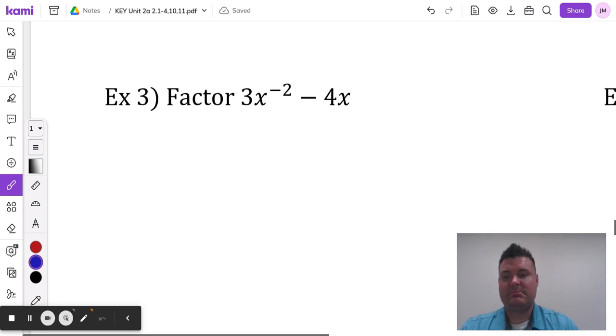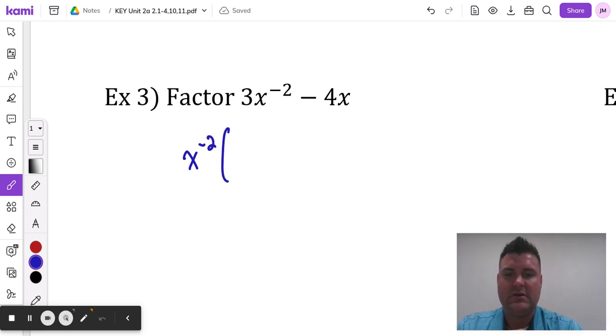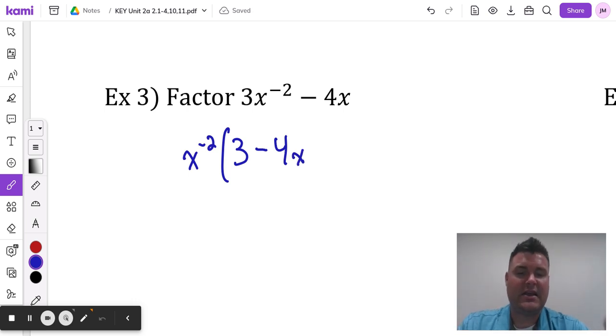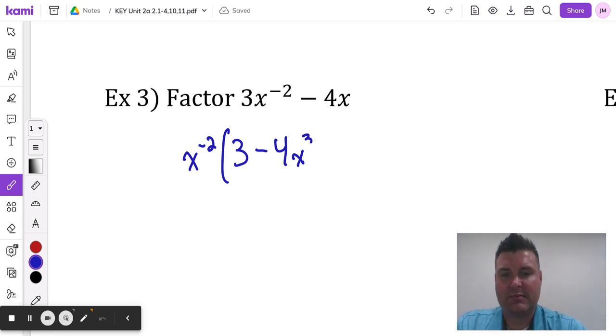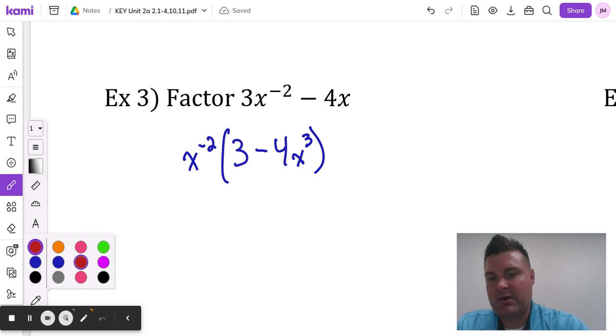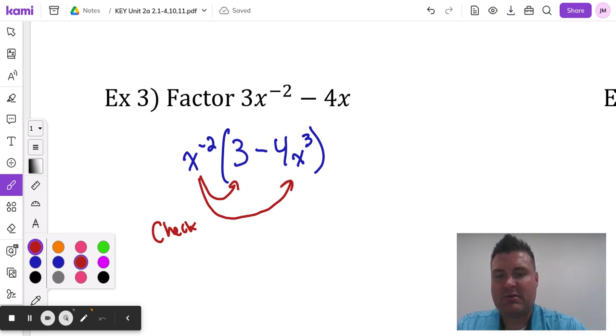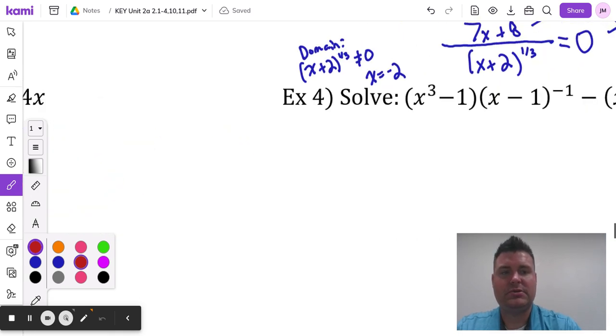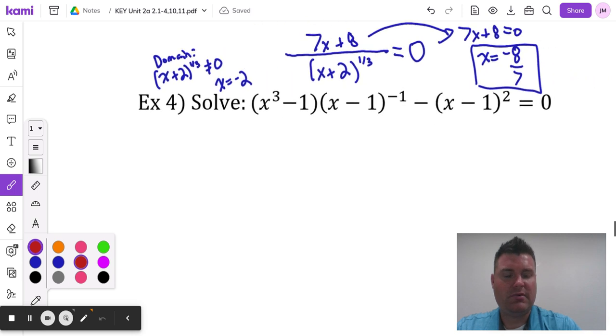Number 3. This one is just a factor. Awesome. It's great. So what do these two have in common? They both have x's. The lowest power is going to be x to the negative 2. So the first term is just 3 minus 4 times x to the, now we're subtracting a negative 2. So subtracting a negative 2 would be adding 2. So this is going to be a third power right there. And again, you can always check by multiplying that back through both of those and see if it matches up, which in this case it totally does. Okay, so super simple.